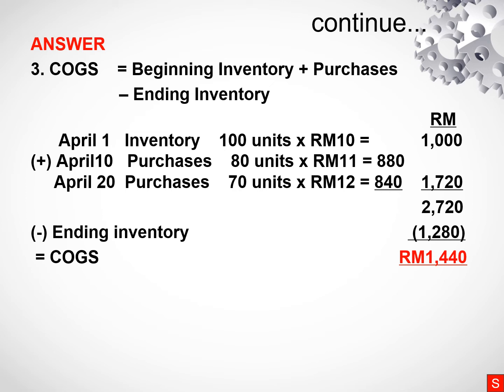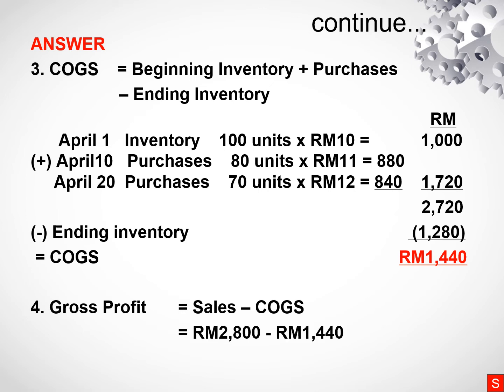And question number 4 is to calculate gross profit. Gross profit equals sales minus cost of goods sold. Sales you can get from the question, 2,800, minus cost of goods sold that you just calculated in question 3, that is 1,440. So the answer is 1,360.